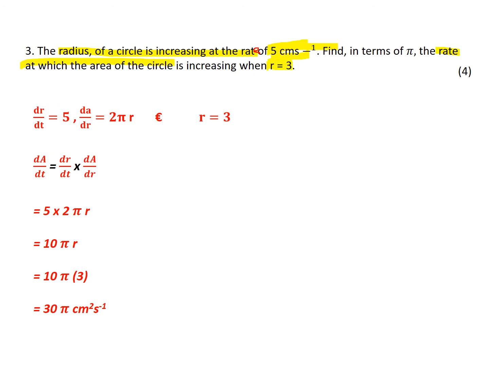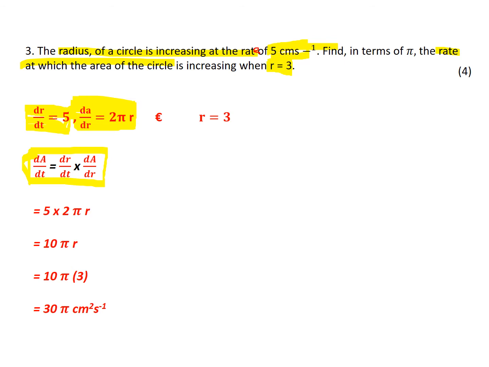Now they have given us dr by dt, which is 5. We already know the formula of area, so we will simply do that. As you can see, I made this dA by dr by myself, as I remember the formula of area for a circle. Now I will simply make another equation to solve this. We have to find dA by dt.